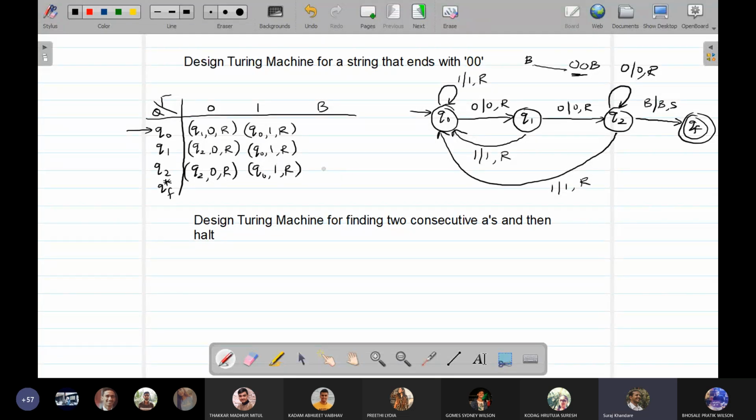Q2, when you get blank, you keep blank as it is, go to the final state, keep blank as it is, and stop. And QF is your final state. So it is important that you take certain examples and practice it. It will make it easier for you to understand it. Madhur, have you understood? Yes, sir.